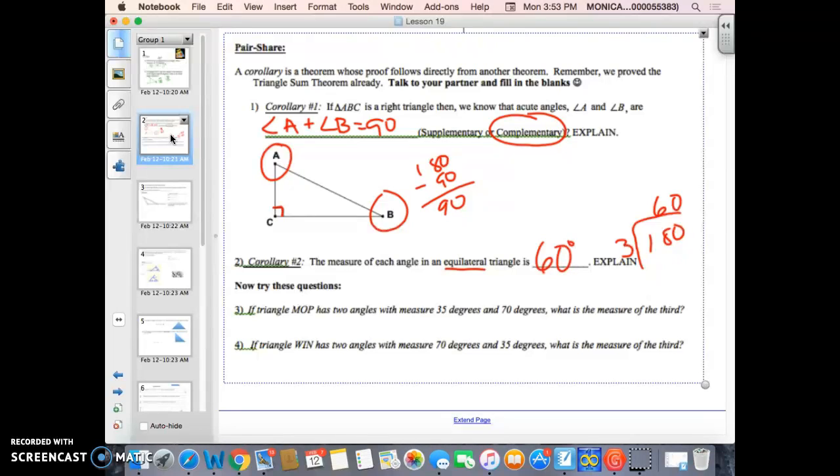Now let's look at the second situation. It says MOP, you've got a 35 and a 70-degree angle. So again, you're going to take 35 plus 70 plus x, and that's going to give you 180. And so in this case, we can figure out that x is going to be 180 minus 105, which we know is 75 degrees. Now down here, we're telling you that if you know that one is 70 and the other one's 35, so the order doesn't matter, then you can say the third one is also going to be 75 degrees because all 3 have to add up to 180.